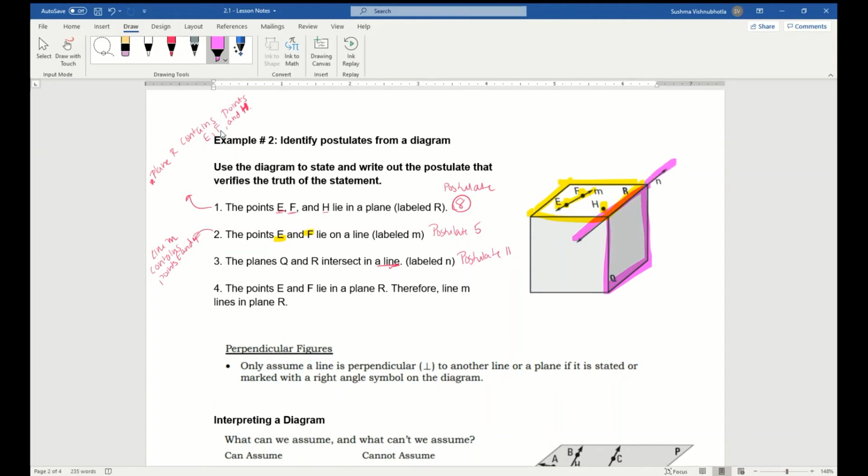Okay. Now, last one. Points E and F lie in plane R. Therefore, line M lies in plane R. So this one is postulate 10. Which says if 2 points lie in a plane, then the line containing them also lies in the plane.